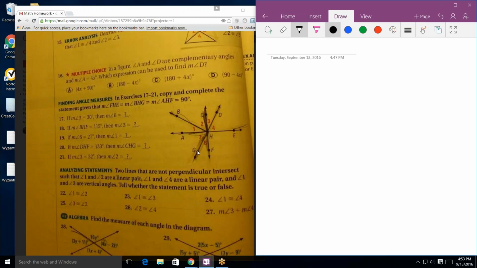So that would have to mean that angle 3 is also 27 degrees, and since 3 and 4 are complements, then 4 would have to be 63 degrees, and since 4 and 7 are vertical, 7 would have to be 63 degrees, and because 7 and 1 are complements, then angle 1 would have to be 27 degrees, right?